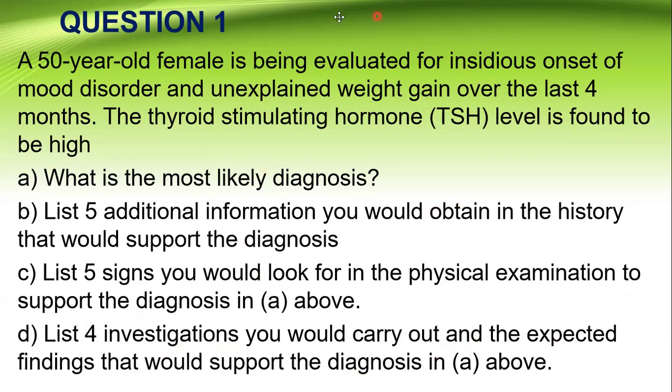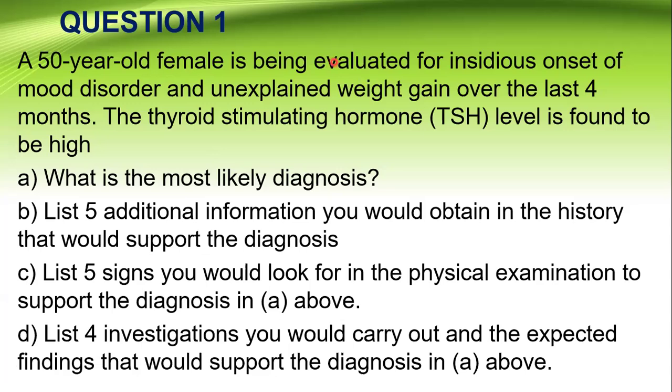So, what is the most likely diagnosis? You can type on the chat. Hypothyroidism, primary hyperthyroidism, hypothyroidism, hypothyroidism. Yes. So we haven't been given the levels of T3 and T4, but from the TSH, it's found to be high. We know that this is hypothyroidism. So there's no need of saying primary, secondary, or tertiary. Hypothyroidism will do.